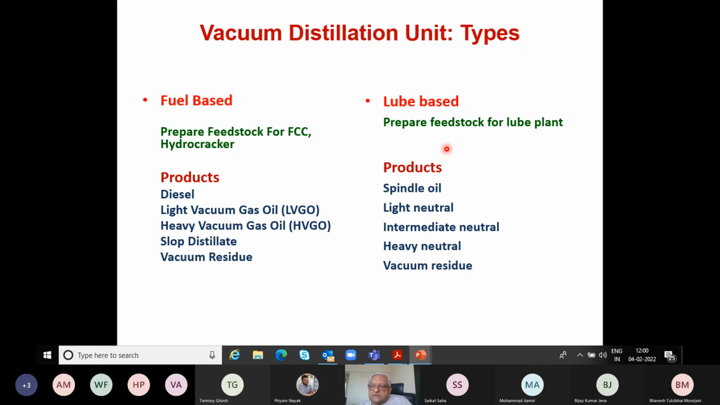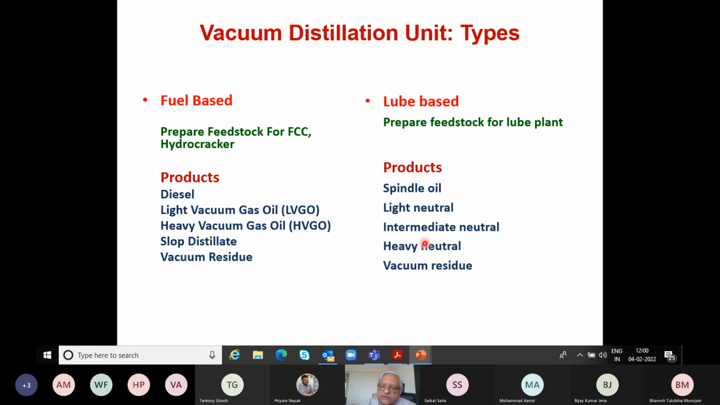And the oil we use is actually a blend of several oils: spindle oil, light neutral, intermediate neutral, and heavy neutral. These are classified depending upon the viscosity. So spindle oil is the lowest viscosity, light neutral is slightly higher, then intermediate neutral, also called IN, and then heavy neutral. And then, of course, you have the vacuum residue, same as here.